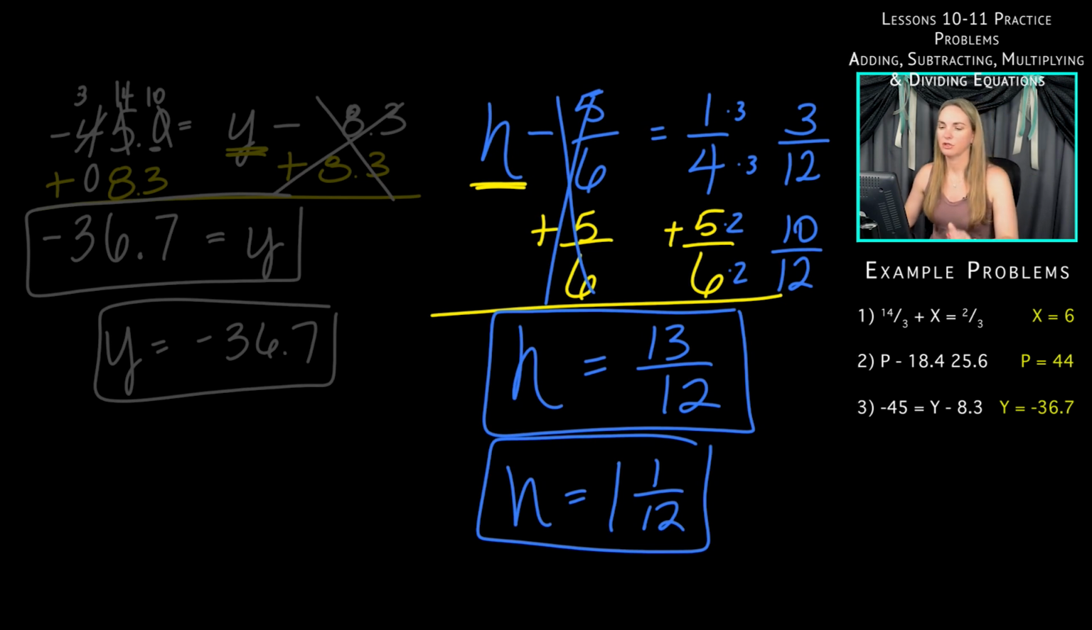So hopefully this little bit of practice has helped you understand adding and subtracting when you have a variable that you're solving for. So if the number on the same side as the variable is adding, we're going to subtract it from both sides so we can cancel that out. If it's subtracting, we're going to add it to both sides to cancel it out. And you can always plug in your answer and check your work.